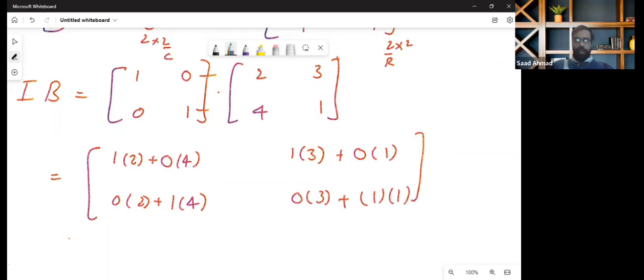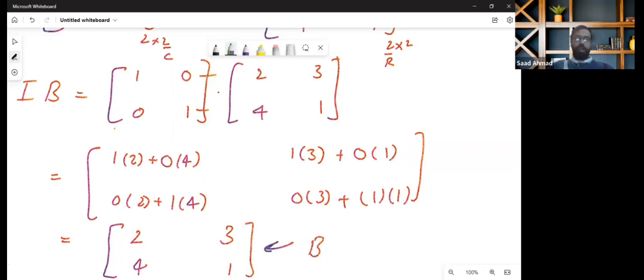So let's add them and see what we get. 1 times 2 is 2, plus 0 is just 2. Then 1 times 3 is 3, plus 0 is just 3. Then 1 times 4 is 4, and 0 times 2 is just 0. Similarly, 0 times 3 is 0 and 1 times 1 is 1. So you see, this is the original matrix B that we started with.